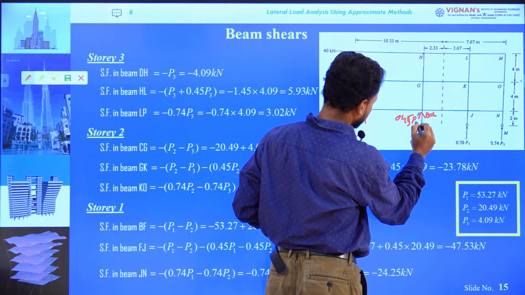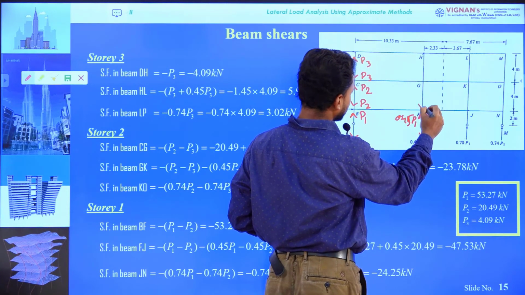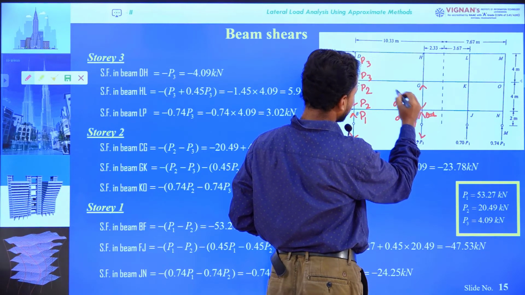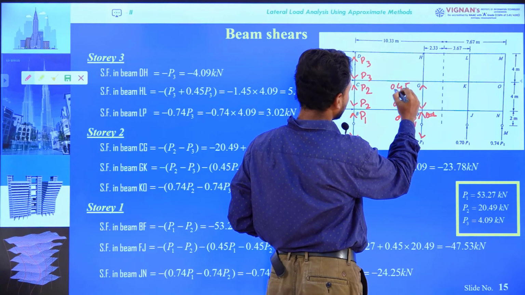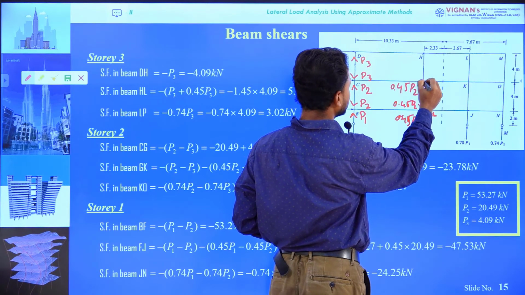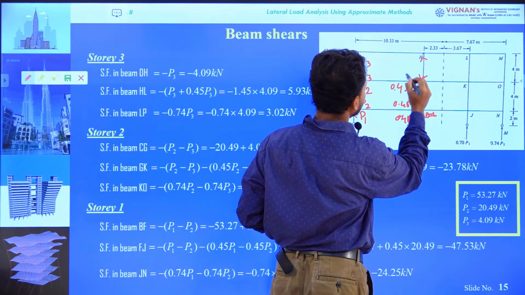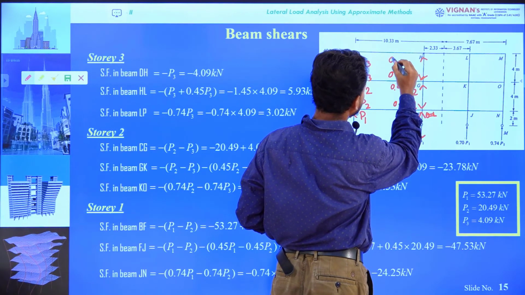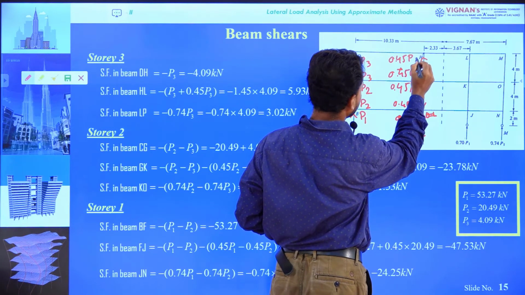upward direction. This is P1, this is 0.45 P2, this is also 0.45 P2, this is 0.45 P3, this is 0.45 P3.